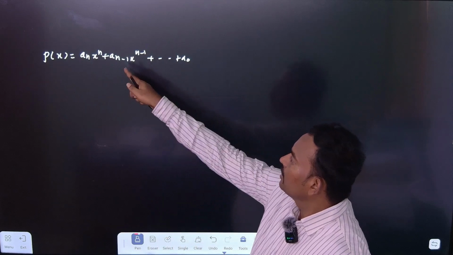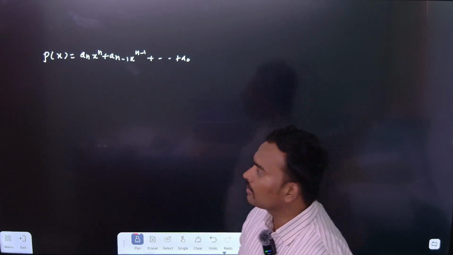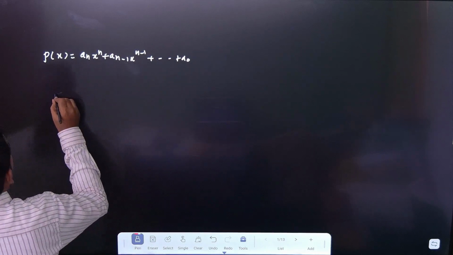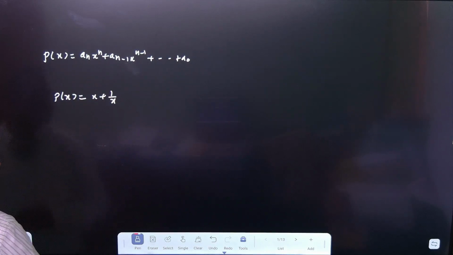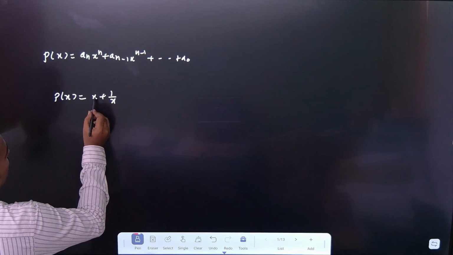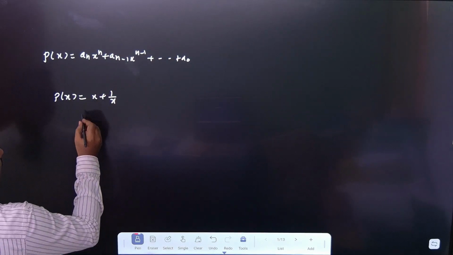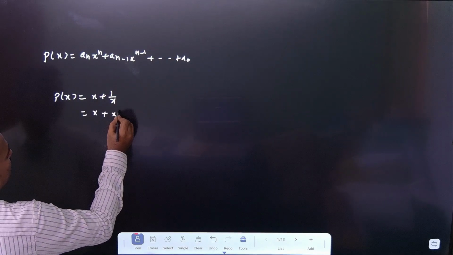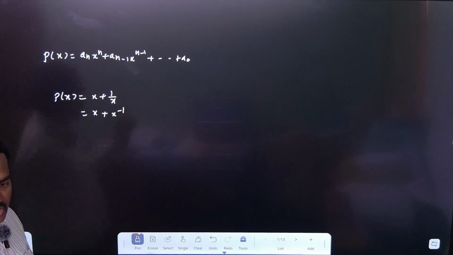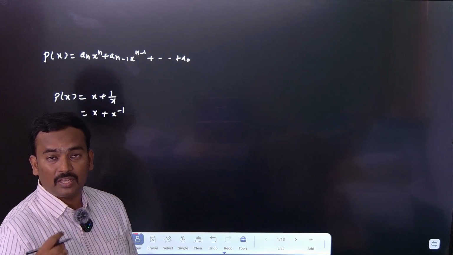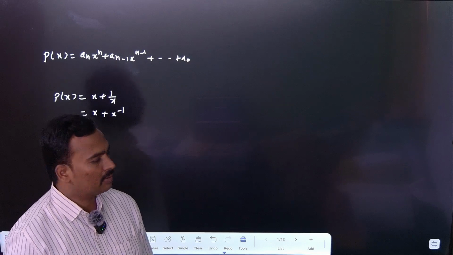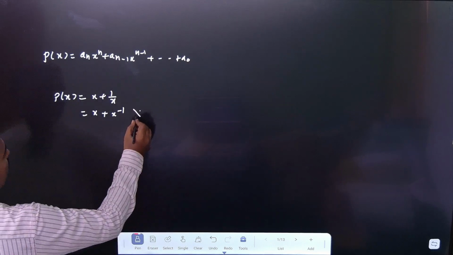A polynomial means an algebraic expression whose variable powers are whole numbers. For example, is x plus 1 by x a polynomial or not? This is not a polynomial. Why? Because there are two terms: the first term is x, and the other is x to the power minus 1. You have to check each and every term of the expression. The variable power should be a whole number, so this is not a polynomial.